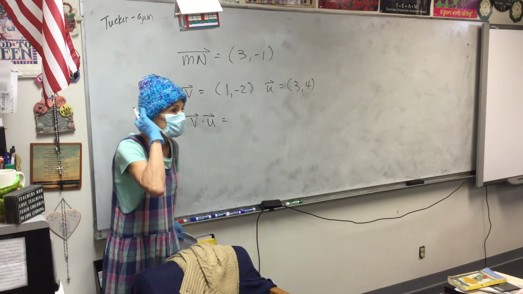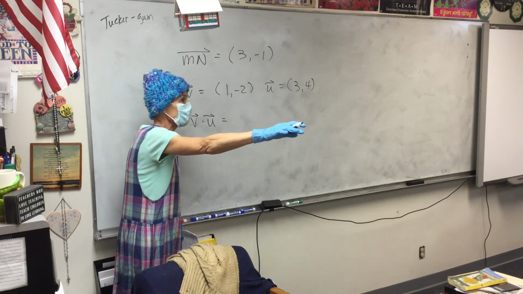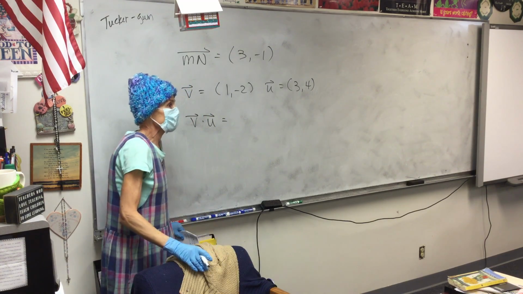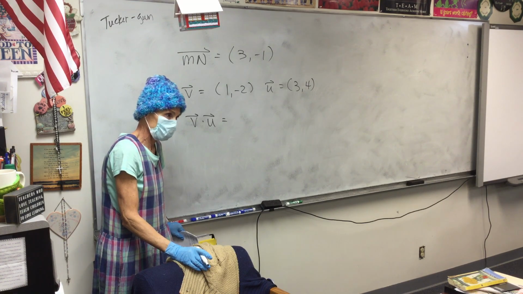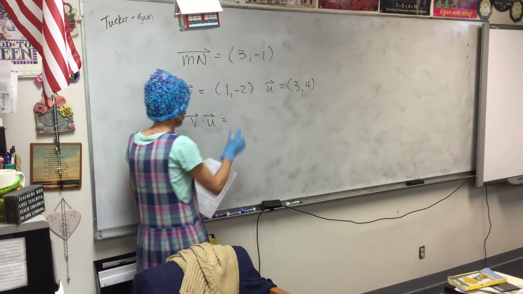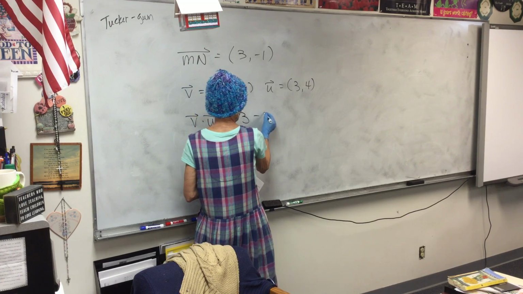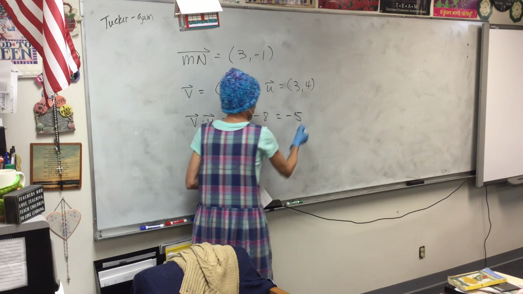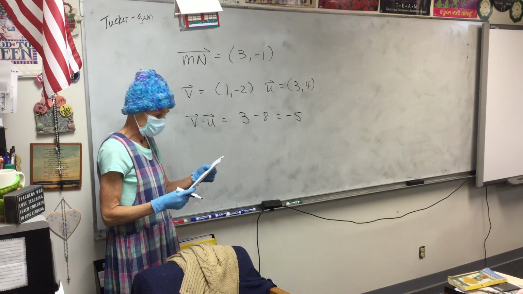Brittany. Exactly. Did you hear what she said? You multiply the x's, you multiply the y's, and you add them together. You should get a number, one number. So when I multiply my x's, I get 3. When I multiply my y's, I get -8. So the answer to the problem is -5.